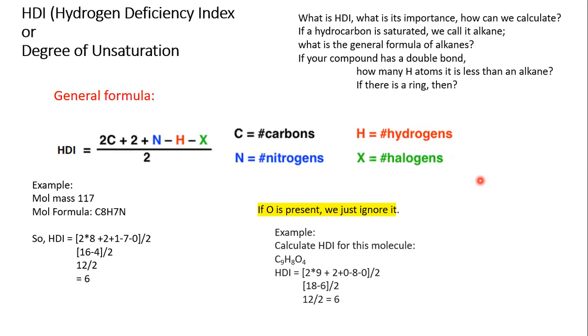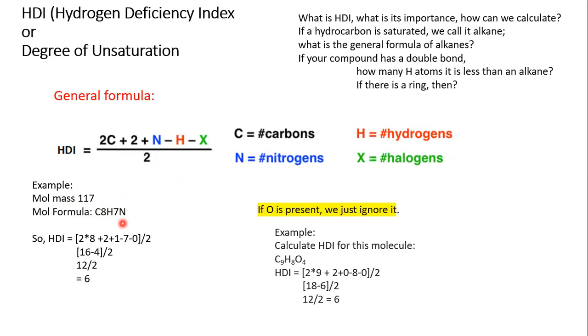Okay, so this slide gives us a general equation which we can use to calculate HDI for most of the compounds that we deal with in organic chemistry. This is a very simple formula and you can easily apply it. Suppose we have a compound whose molecular mass is 117 and molecular formula is C8H7N. Okay, so we already know this molecular formula.